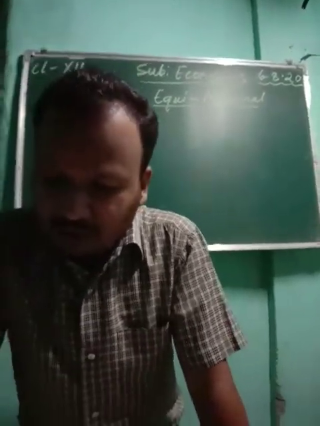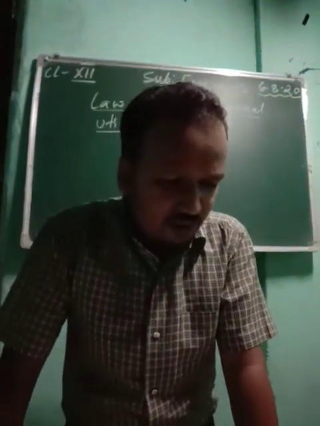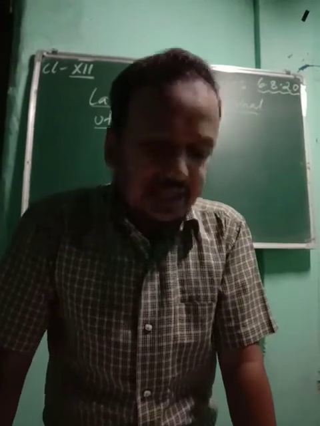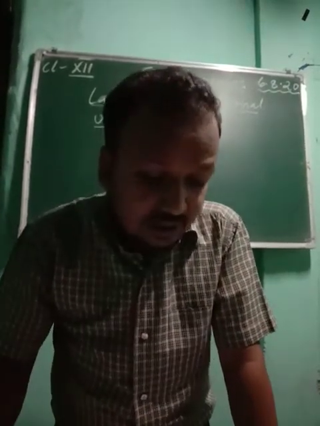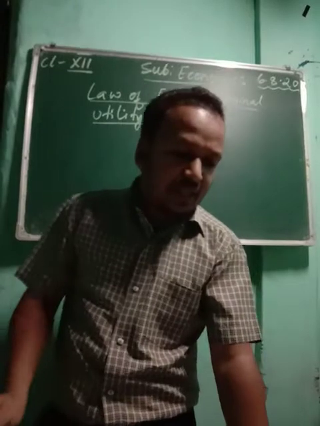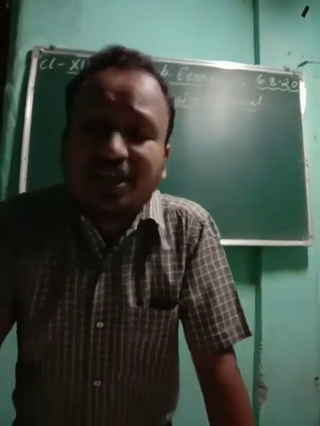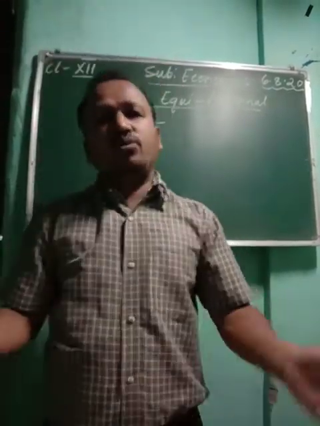So law of equimarginal utility, I'm reading out the definition first. The consumer is going to get maximum utility when he or she will allocate his income in such a way that the last unit that he or she is going to spend on each commodity gives equal utility from both the commodities.